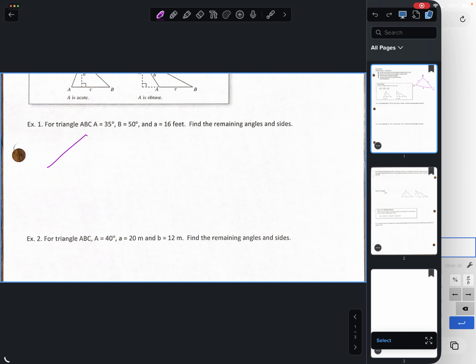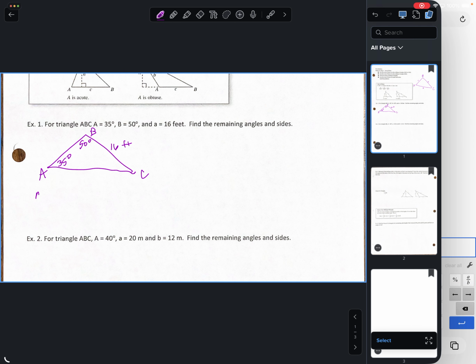Well, draw the standard triangle. And I am notorious, I don't try to draw it to scale. I just go A, B, C. And then they say that angle A is 35 degrees, angle B is 50 degrees, and little a, the side opposite angle A, is 16 feet. So they say find the remaining angles and sides. They might also just say solve the triangle. When they say solve the triangle, find all the other missing pieces.